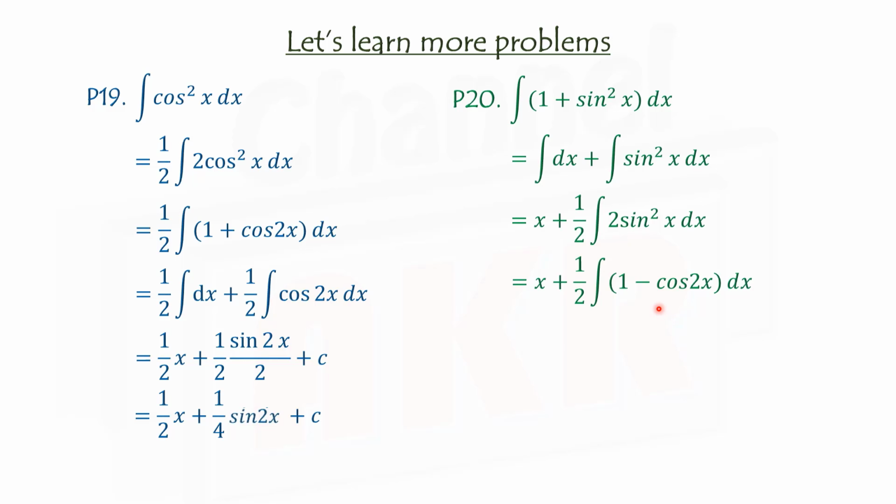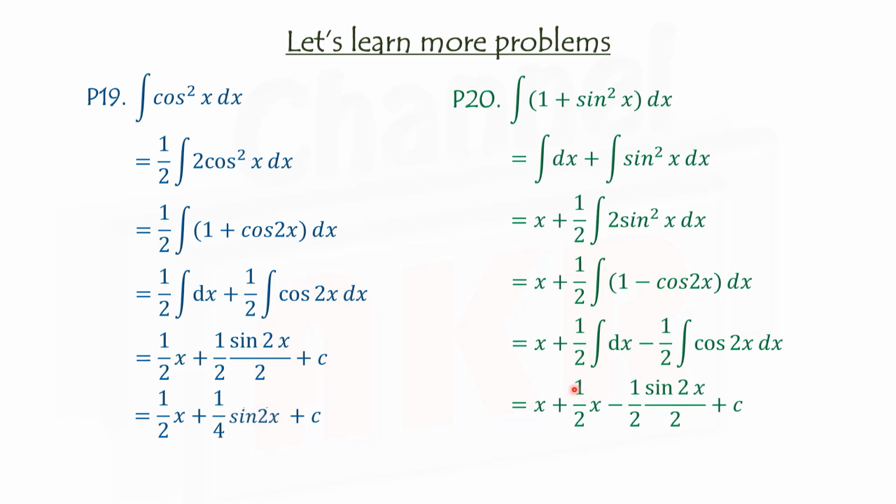Okay, then distribute two functions again, and integration of this will be 1 by 2x, and half is outside. Cos 2x is sin 2x by 2. Okay, differentiating 2x, it is 2, put it here. Okay, finally we got the answer. This is the answer, right? Problem number 20 is gone.